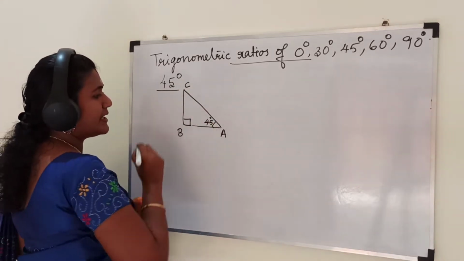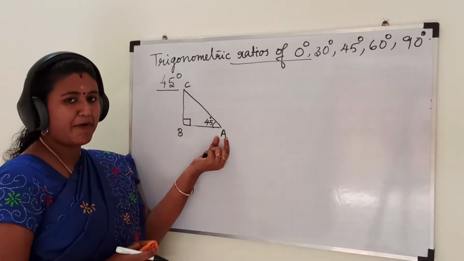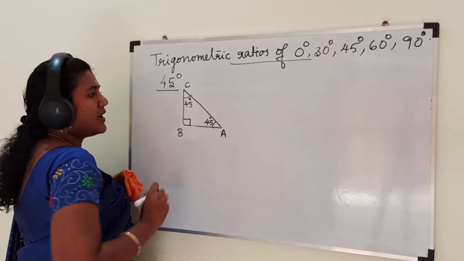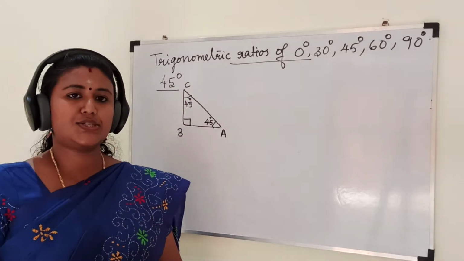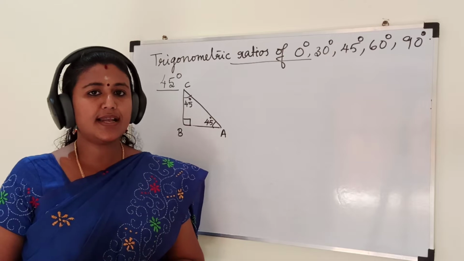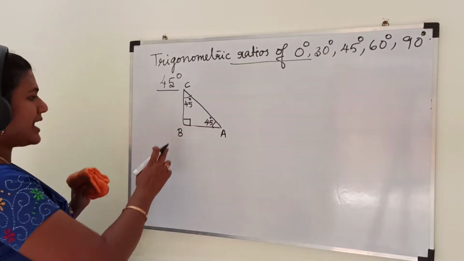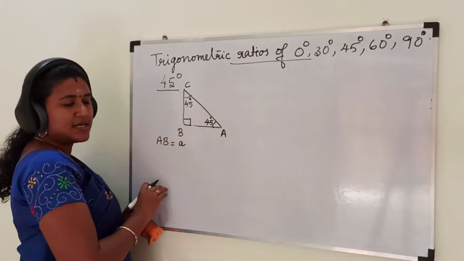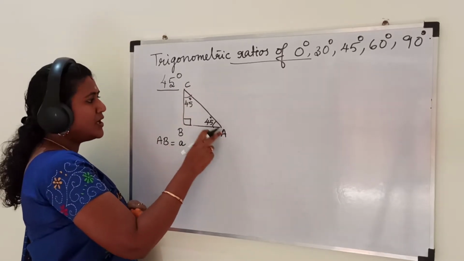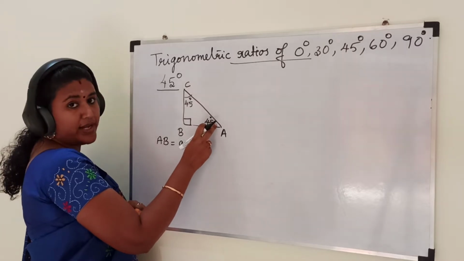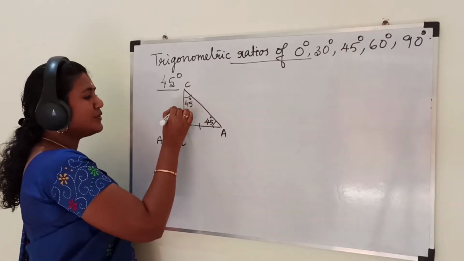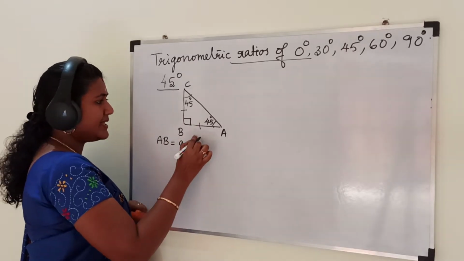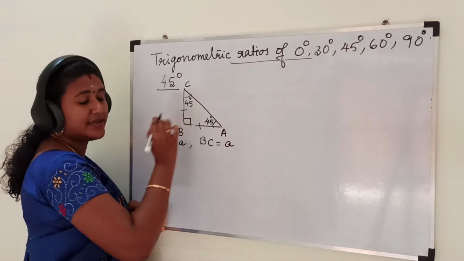equal to 45 degree. So you know, since A is 45 degree, C is also 45 degree. Now for finding the trigonometric ratios, we need to know the length of the sides. So we will assume the side AB as a. Since in this triangle ABC these two angles are equal, sides opposite to equal angles are also equal. So if AB is a, then BC is also a.